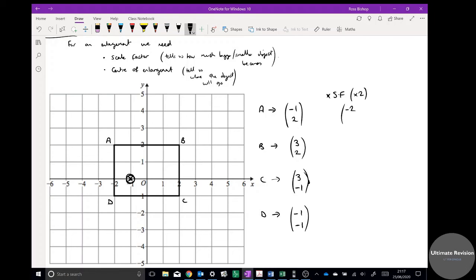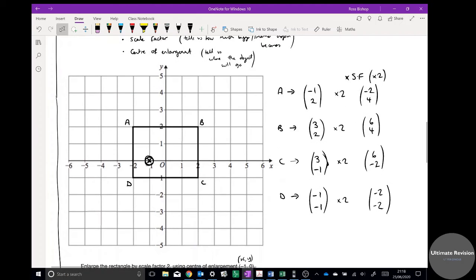So this is going to be -2, 4. I'm timesing -1 by 2 and 2 by 2. Times that one by 2, I get 6, 4. Times that one by 2, I get 6. -2. Times that one by 2, -2, -2. And these are the new vectors. This will tell me where these points are going to go.